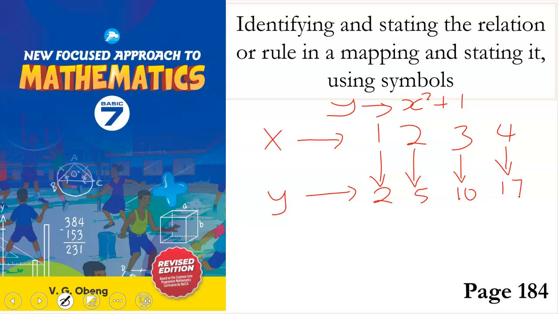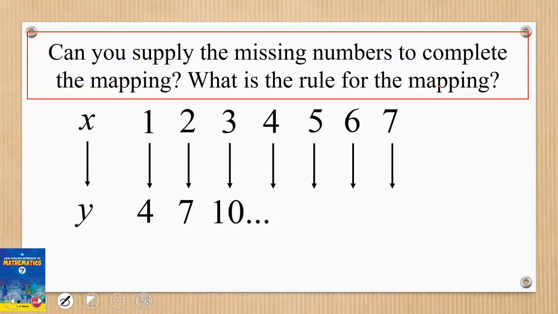It means we are mapping some values in X to some values in Y, and we are using this rule, which is the rule of the mapping. Now what we are going to do is that we will be given some kind of mapping, and we will state what kind of rule the mapping is using. So here, can you supply the missing numbers to complete the mapping? What is the rule of the mapping? When you observe the values of X and the corresponding values of Y, what is the rule? We can use that rule to generate the remaining values here. That is all we want to understand.